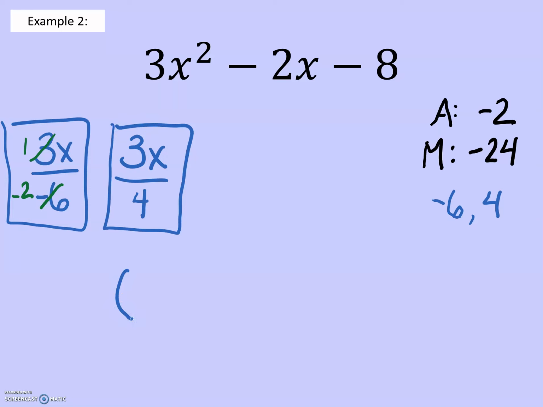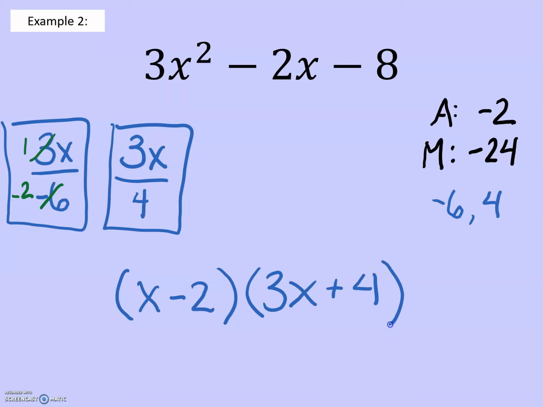And we're going to write that as two binomials. Our first one is 1x minus 2. We're using the simplified version, so x minus 2. And our second binomial, 3x plus 4, because that's positive. Right? And that's it. Good job.